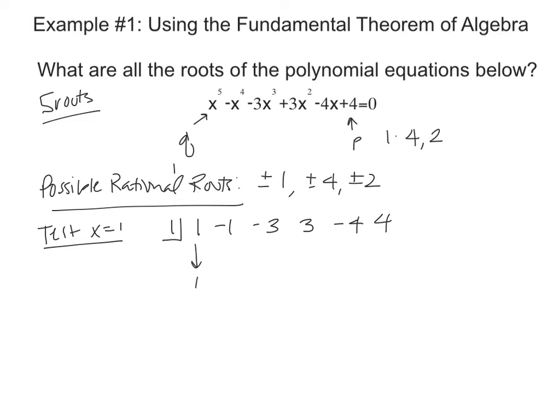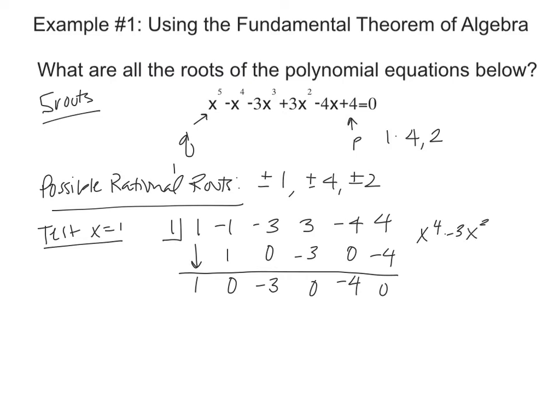Okay, you always bring down the 1 to start it off. So 1 times 1 is 1, that's 0. 0, negative 3, 0, 0, negative 4, 0. So that makes our equation x to the 4th plus 0x cubed minus 3x squared plus 0x minus 4. And that is our new function. Now, based on that new function, at least we know that x equals 1 is one of the roots, okay? But we've got to keep going.